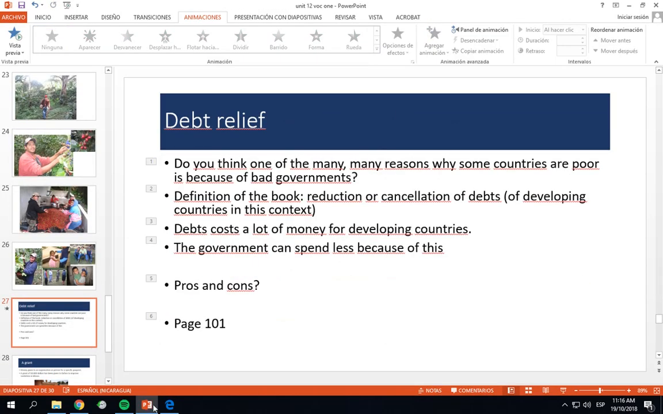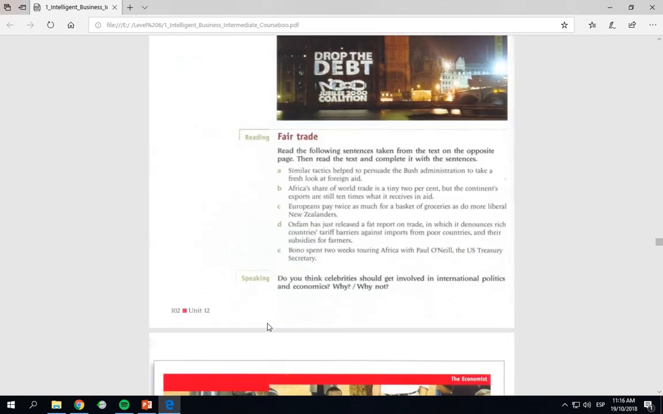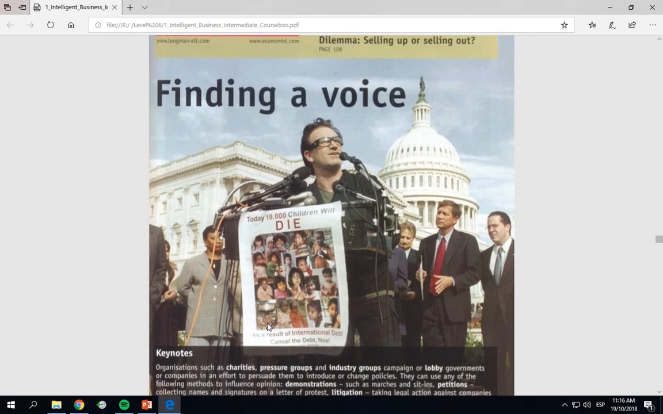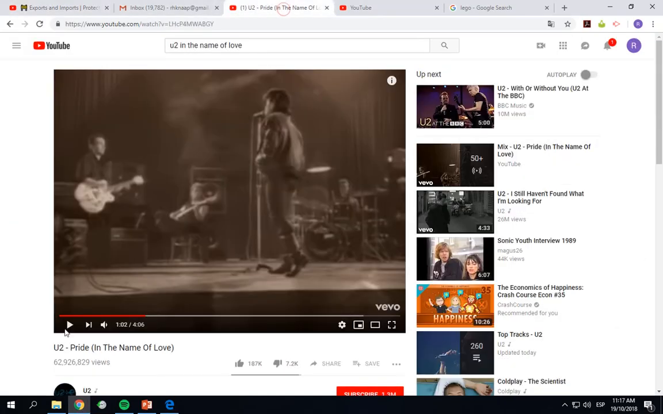So, please go to page 101. Okay, this chapter is called Finding a Voice. There you see Bono of U2. Do you know U2? Well, let's have a look. Here's U2.